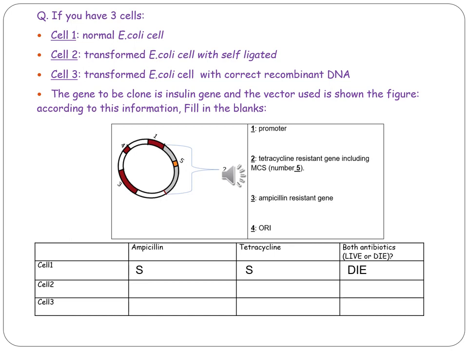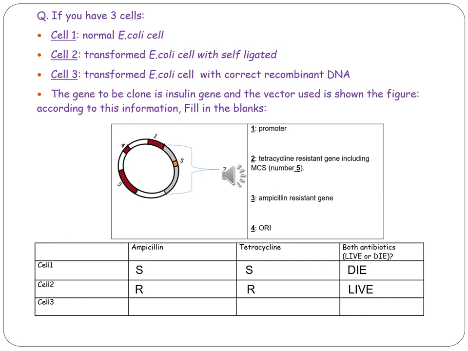That's why the E. coli cell which has the self-ligated plasmid will gain the resistance feature. It will be resistant to ampicillin and it will be resistant to tetracycline. So in a media that contains both antibiotics, it will definitely live.